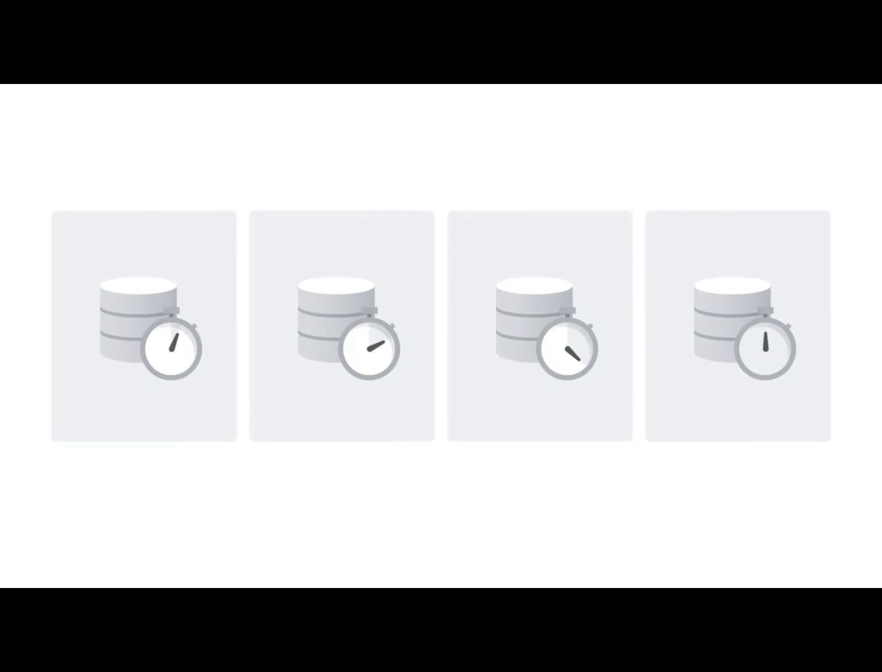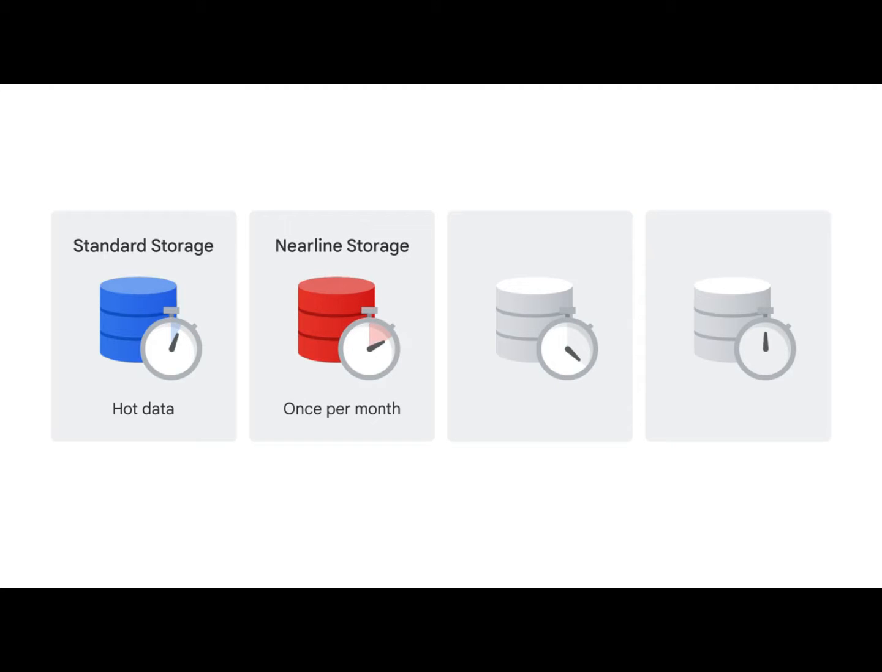There are 4 primary storage classes in cloud storage. The first is standard storage. Standard storage is considered best for frequently accessed or hot data. It's also great for data that's stored for only brief periods of time. The second storage class is nearline storage. This is best for storing infrequently accessed data, like reading or modifying data on average once a month or less. Examples might include data backups, long-tail multimedia content, or data archiving.